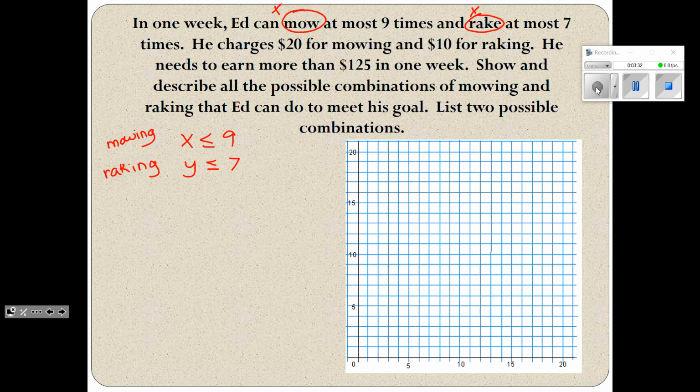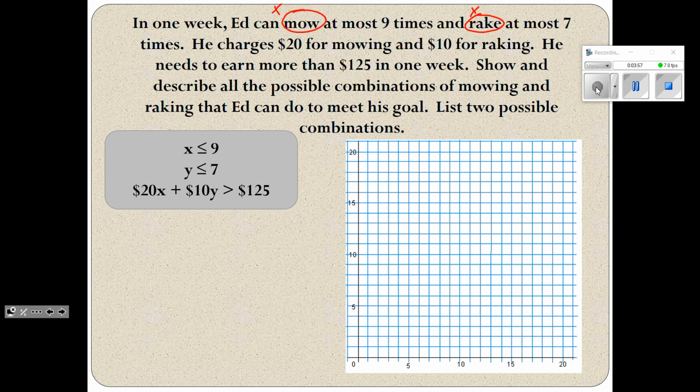And then we have an equation for the total amount that he's earning. $20 for mowing would be 20x, and $10 for raking would be 10 times y, and he needs to earn more than, so this amount needs to be more than or equal to $125. So you can see here the 3 equations that we wrote, 1 for mowing, 1 for raking, and 1 for the total that he will earn.